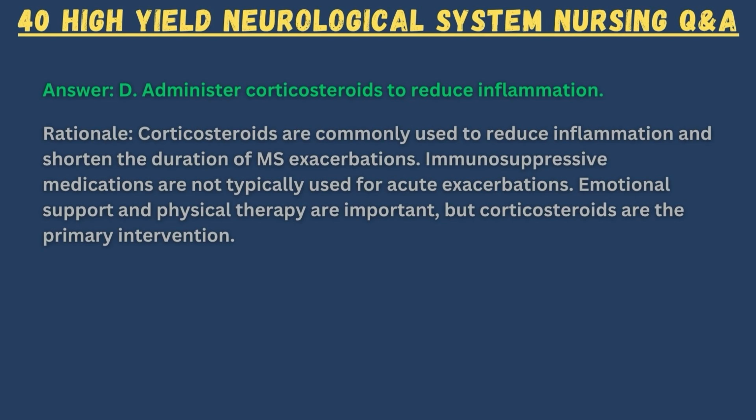D. Administer corticosteroids to reduce inflammation. Rationale: corticosteroids are commonly used to reduce inflammation and shorten the duration of MS exacerbations. Immunosuppressive medications are not typically used for acute exacerbations. Emotional support and physical therapy are important, but corticosteroids are the primary intervention.